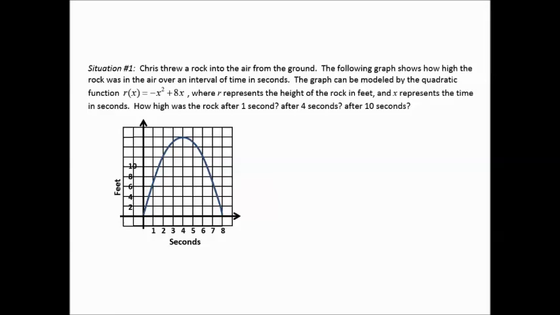So the questions ask how high was the rock after 1 second. They want to know how high it was after 4 and after 10 seconds. Let's take a look at our graph first before we try and answer any questions. So this shows Chris threw a rock. He started at the ground, so here he was 0 feet. He threw the rock up in the air, and as time passed, the rock went further into the air. It reached this point, and then it started to come down. Gravity took over, and it came down, and it reached the ground again.